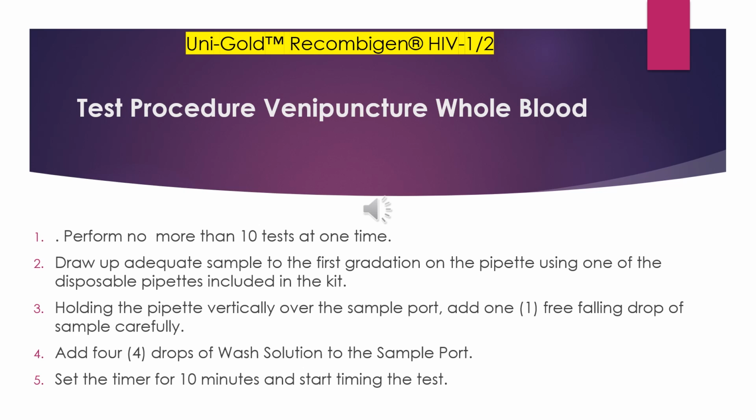The test procedure: perform no more than 10 tests at one time. Draw up adequate sample to the first graduation marked on the pipette using one of the disposable pipettes included in the kit. Hold the pipette vertically over the sample port and add one free falling drop of the sample. Add 4 drops of wash solution to the sample port. Set the timer for 10 minutes and start timing the test.